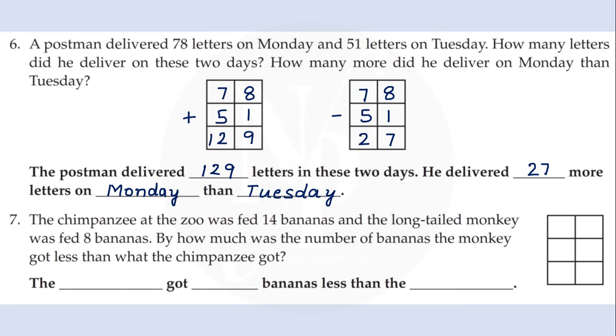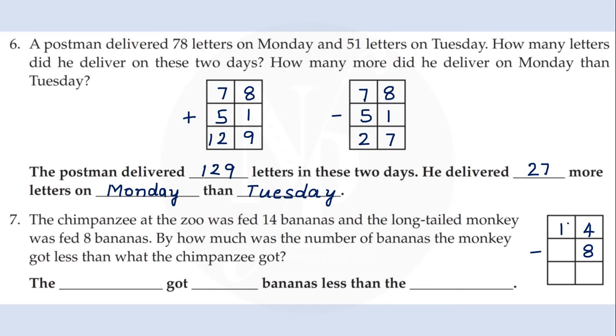So this is a subtraction problem. We have to subtract 8 from 14 to get the required answer. The number of bananas received by the chimpanzee was 14, so we write 14 here, and we have to subtract 8 from that to get the number of bananas less that the monkey has got than the chimpanzee. So subtracting 8 from 4 is not possible.